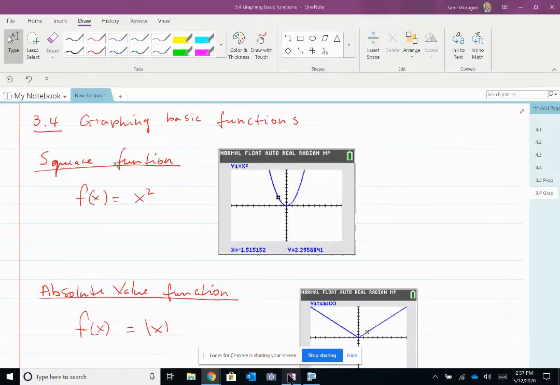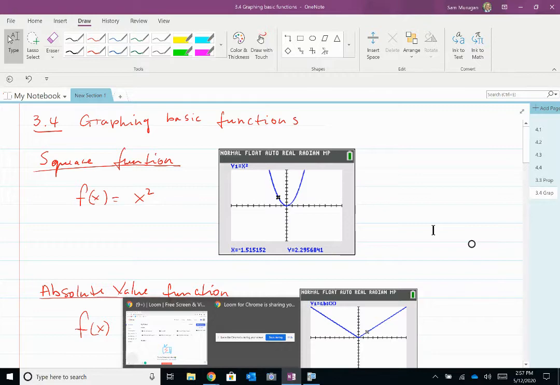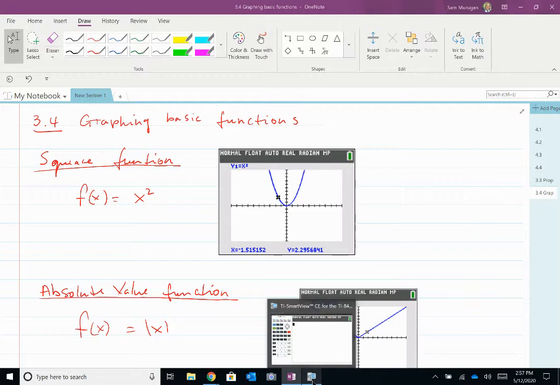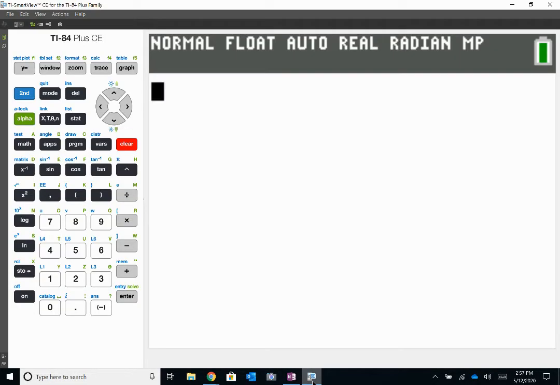So we're looking at chapter 3.4, which is graphing the basic functions. And we kind of went over some of this in the last section, but I wanted to take the time to go over and show you again how to graph them. So hopefully you guys have your free version of the calculator. I put the instructions in the getting started module. You're going to need that a lot.